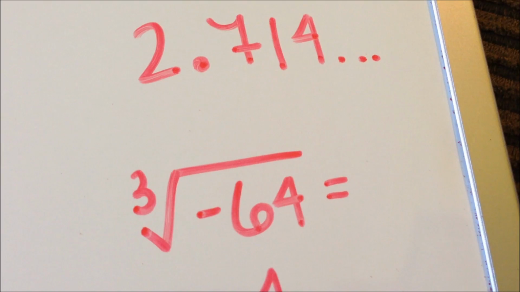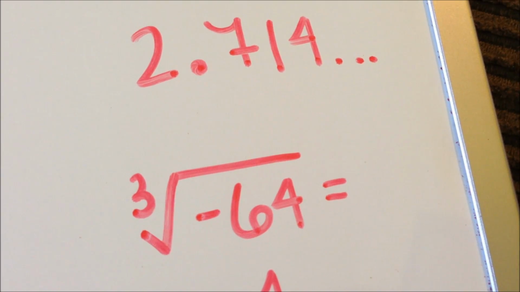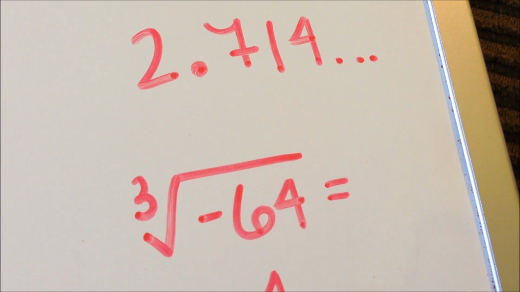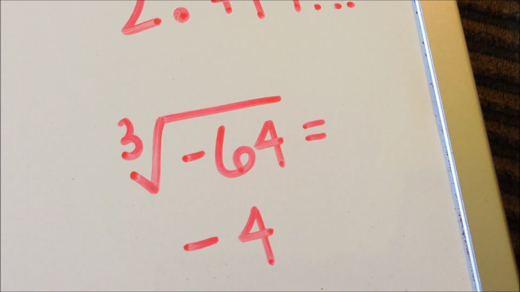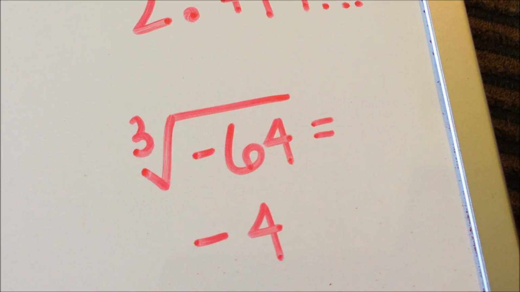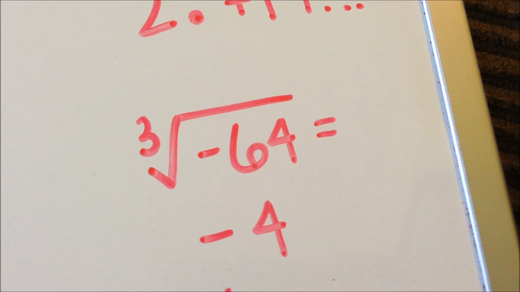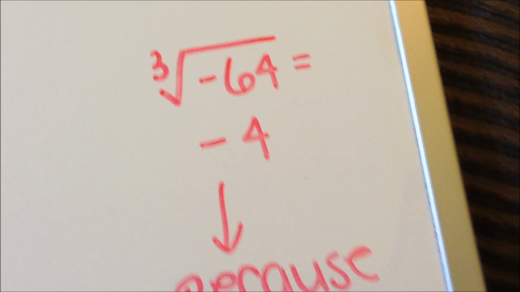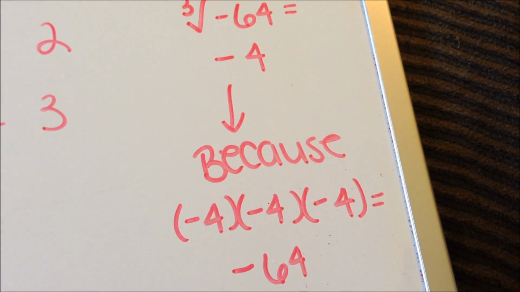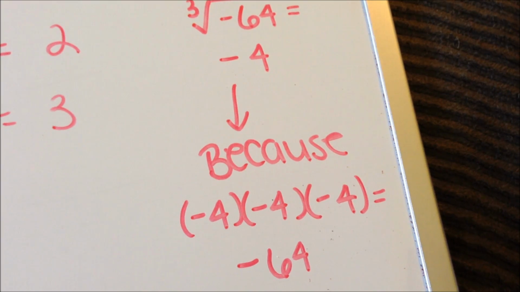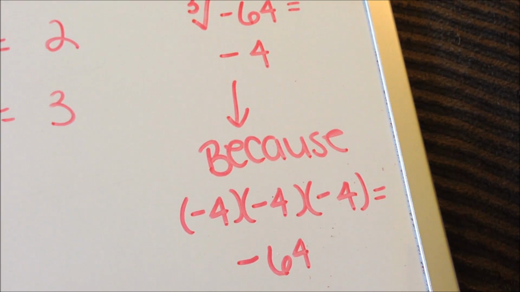Let's try the cube root of a negative number. For example, the cube root of negative 64. This is possible, unlike a square root, because you can have a negative times a negative times a negative equal a negative. So in this particular case, the answer is negative 4 because negative 4 times itself times itself does indeed equal negative 64.